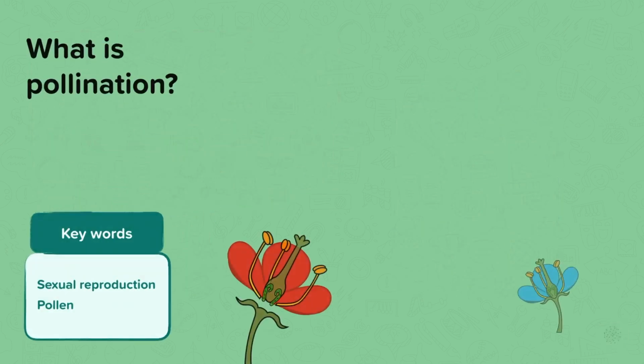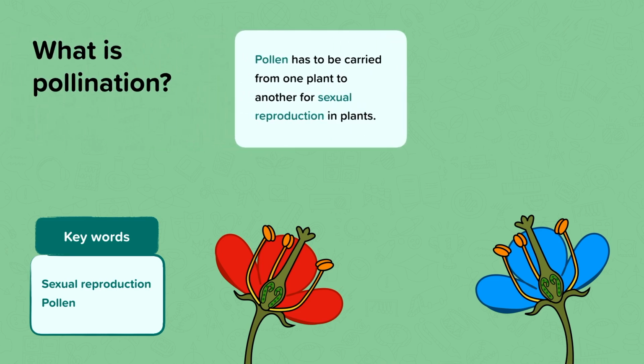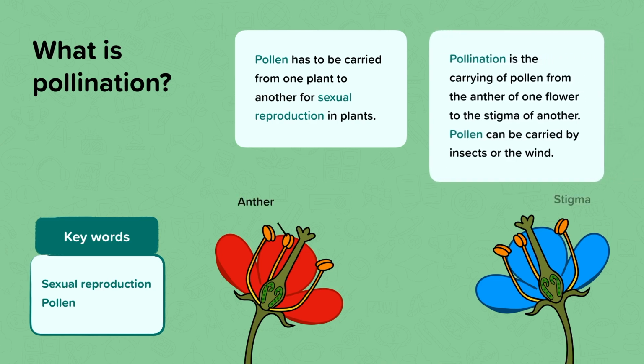Pollination. So what is pollination? Have you heard of this before and know what it is? In the sexual reproduction of plants, the pollen has to be carried from one plant to another. Pollination is the carrying of the pollen from the anther of one flower to the stigma of another. Pollen can be carried by insects such as bees, or it can be carried by the wind.